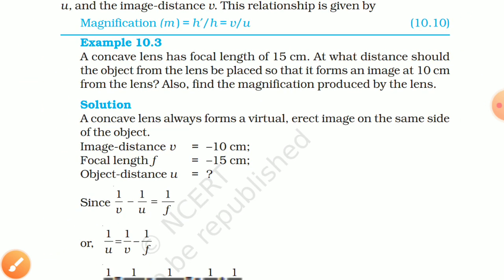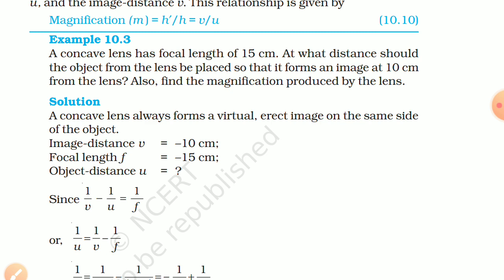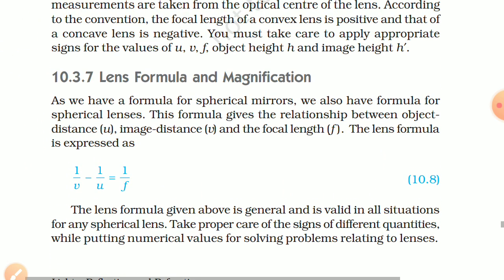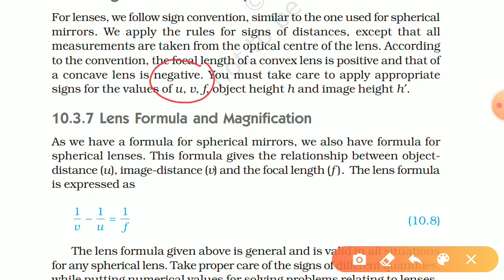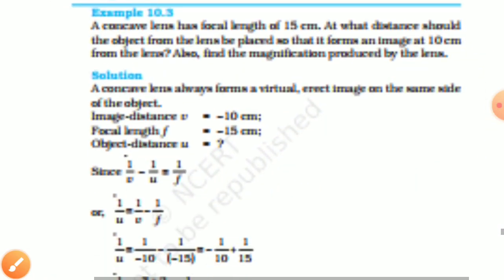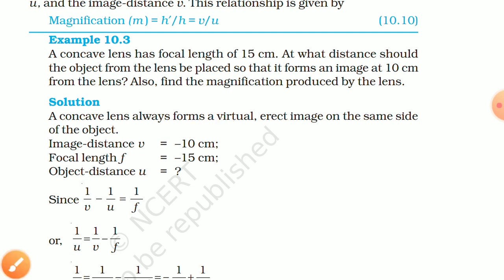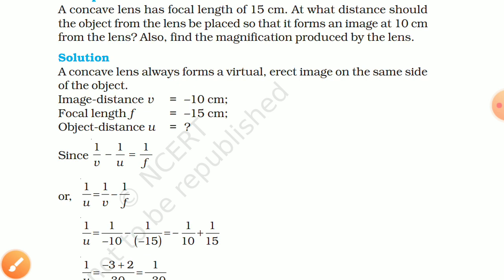Now let's solve one numerical. Example 10.3. A concave lens has a focal length 15 centimeter. Remember, this is the concave lens. So for concave lens, I told you that focal length will be negative. So our f will be minus 15. At what distance should the object from the lens be placed so that it forms an image at 10 centimeter from the lens? We get our image distance is 10 centimeter. We have to find our object distance, and image is at the left side, so it will be minus.